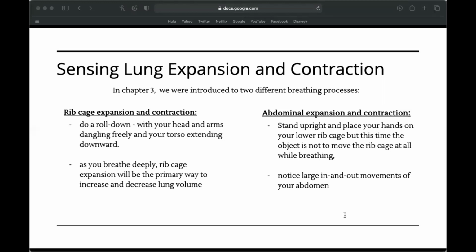So your ribcage is what's moving in and out more, and you're feeling that expansion and contraction. To sense abdominal expansion and contraction, stand upright again. Place your hands on your lower ribcage, but this time the object is not to move your ribcage, so you should not have any movement of your hands. Once you have mastered that, it's going to take a few tries to get that right. It's just your abdomen that's going to move in and out to breathe.